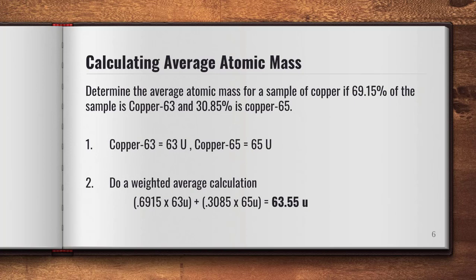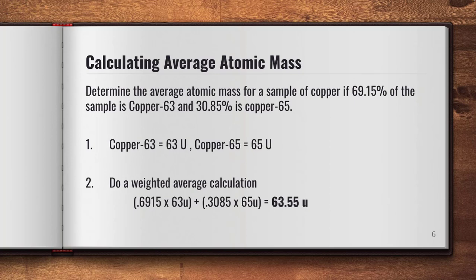So in order to do a weighted average calculation, we just multiply the atomic mass by the percentage, and we do this for each isotope that we have. And then what we do is we just add the numbers together, and we get our average atomic mass. So here, 69.15% is converted into a decimal, so that would be 0.6915, and we're going to multiply that by 63 U. We're also going to take 30.85%, convert that into a decimal. We get 0.3085, and we're going to multiply that by 65. And then whatever we get for our two answers, we just add them together.